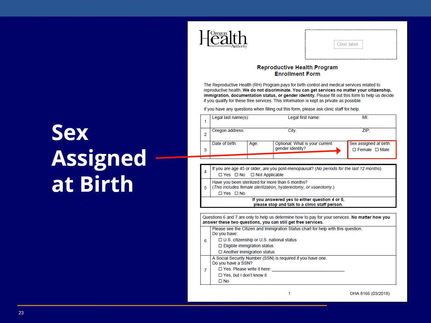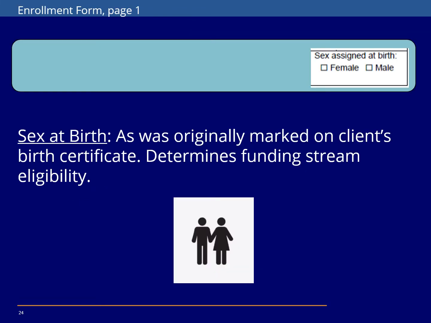Next, we ask for the client's sex assigned at birth. This is the client's sex as was marked on their birth certificate. We need this to determine the correct funding source for the client services because, as you may remember from the orientation, one of our funding streams can only be used for clients who are female-bodied.